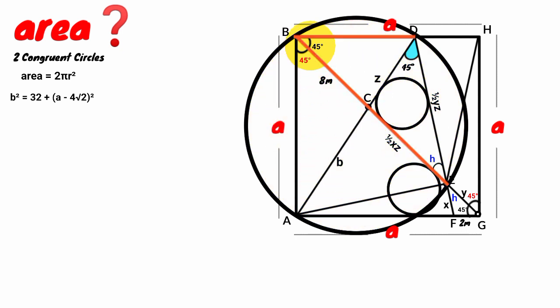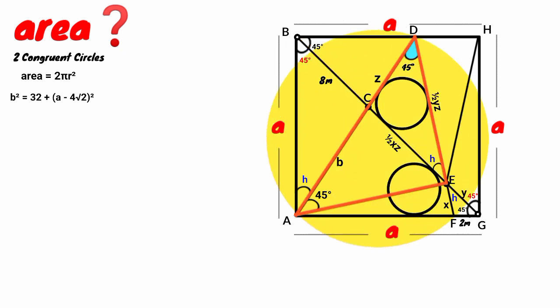Now look at this angle 45 degrees and this. Both are subtended by the same arc. That makes them congruent. So since this is 45 degrees, this must also be 45 degrees. Same is here and here. They both are subtended by this. So this is also going to be h.